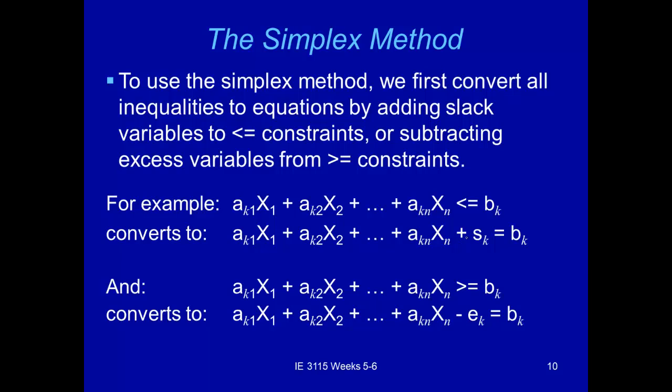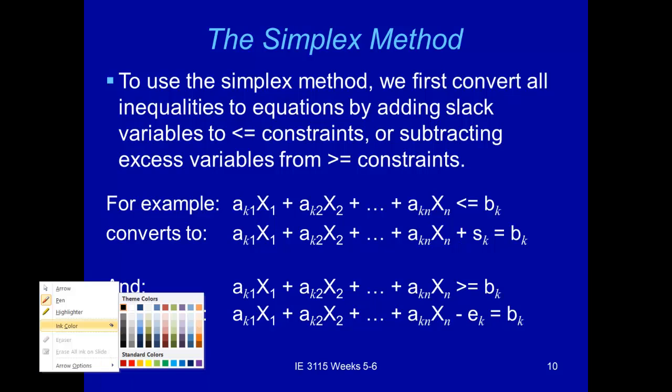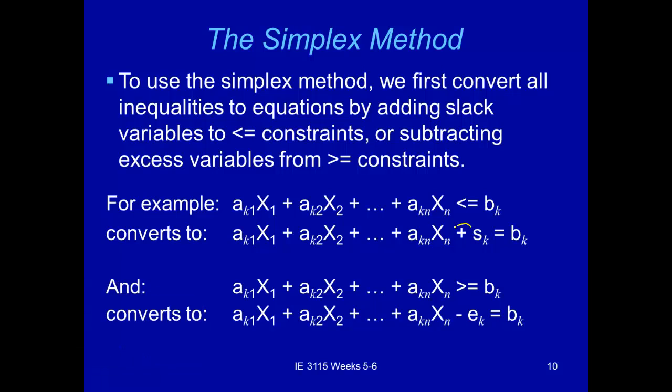Let me change my color. So if we have a less than or equal to constraint, we add a slack variable. And if we have greater than or equal to constraints, we subtract an excess variable. So this is called a slack variable, and this one is called the excess variable.